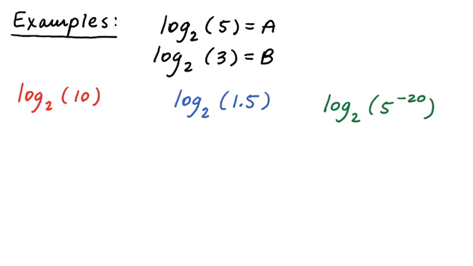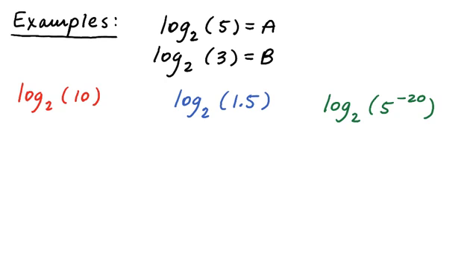Okay, 10. How do I make 10 out of 5 and 3? You really can't. We don't have a property for the log of a sum. That's not something we do. But you can also introduce that 2, because we know what the log with base 2 and argument 2 is. That's just 1. What exponent do I put on 2 to get 2? I just put the 1 exponent on 2 to get 2. And so I can use 2, 5, and 3.